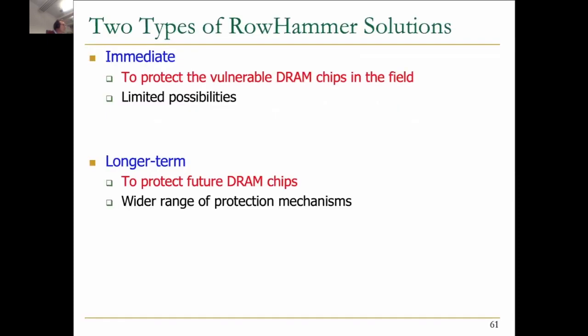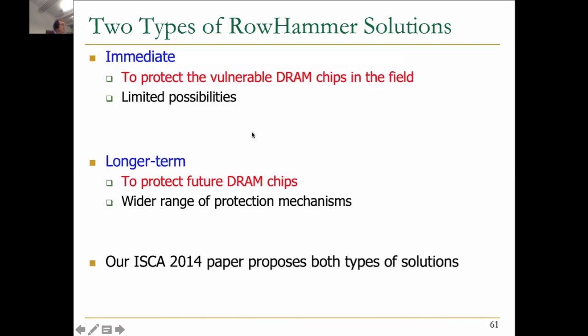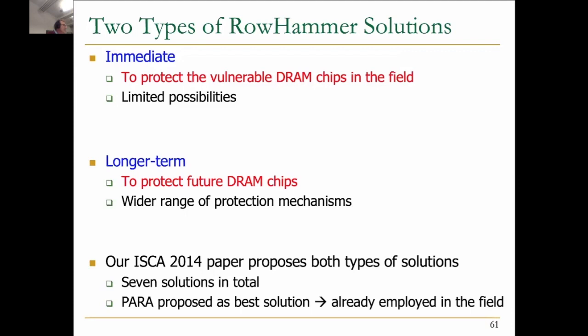Let's talk about solutions a little bit. Clearly, chips out in the field are vulnerable, so we want immediate solutions and we want longer term solutions. I'm going to briefly focus on immediate solutions and then turn to longer term ones and then talk about the status of RowHammer today. We proposed both types of solutions, and I'm going to briefly talk about PARA.